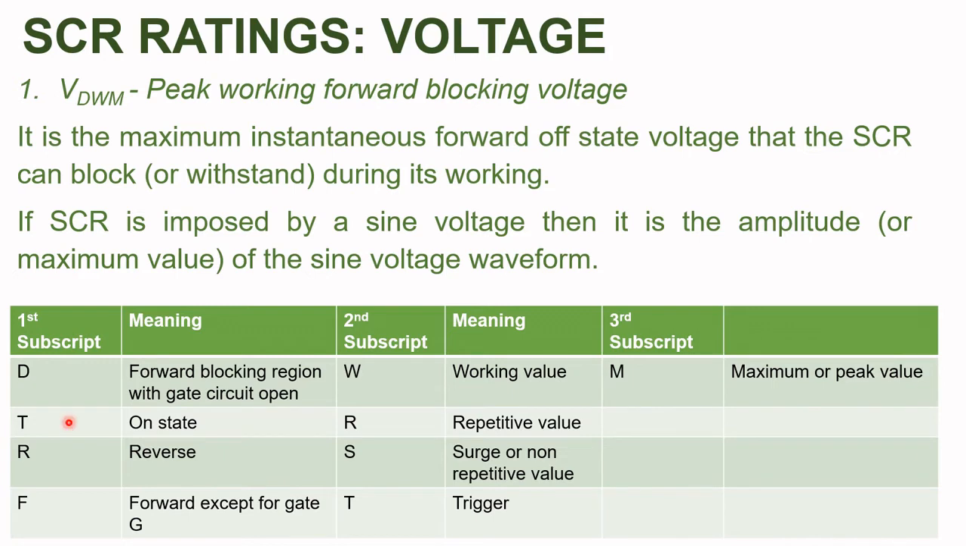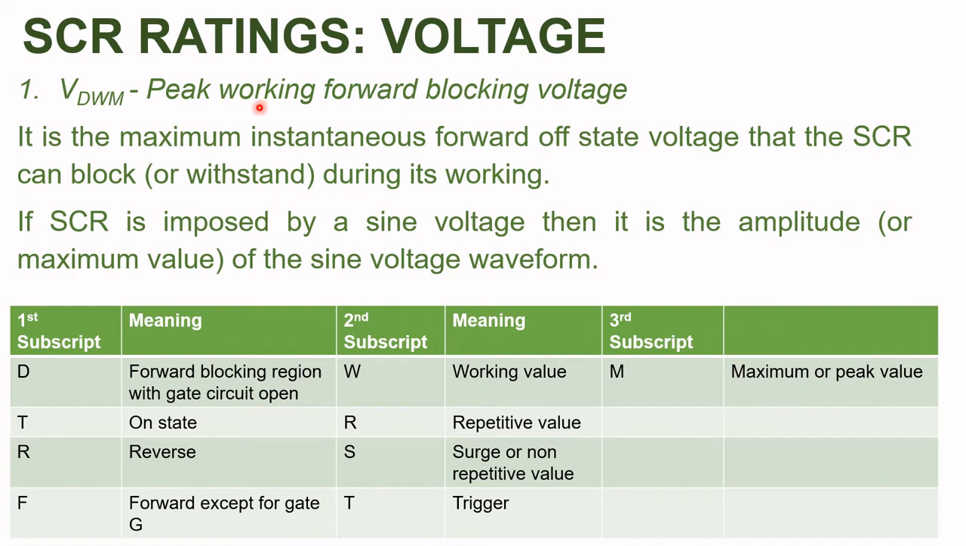In this table we can see the first subscript is D. So that means SCR is working in the forward blocking region with gate circuit open. Second is W. W means it's a working value. And M is used for the peak value or maximum value. Hence, VDWM corresponds to peak working forward blocking voltage. So for forward blocking we are having D, for peak we are having M, and for W we are having working.